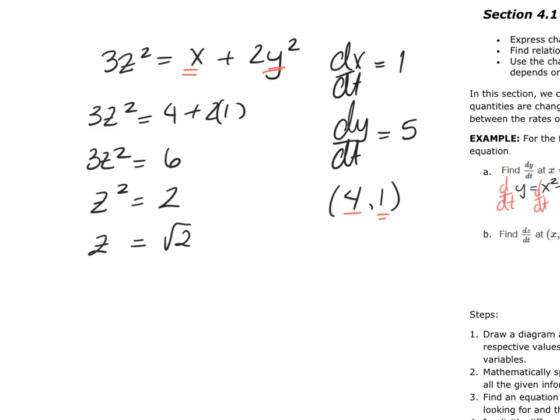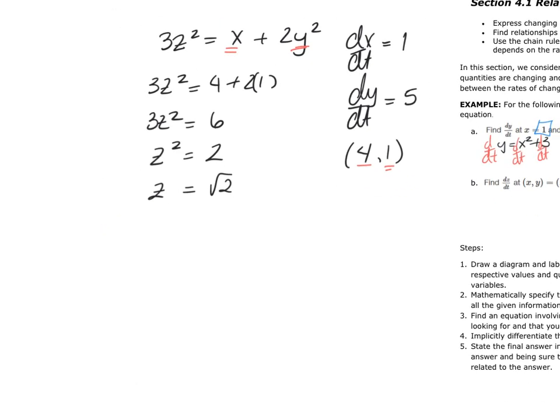You solve for dz/dt. How do I solve for dz/dt? I don't even see that. Take the derivative. I have to take the derivative. So the intermediate step is I have to find the derivative. So I'm going to have 6z dz/dt is equal to dx/dt plus 4y dy/dt. That's a really bad looking y.